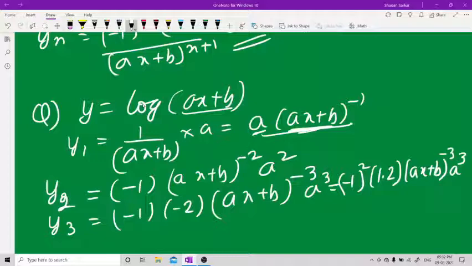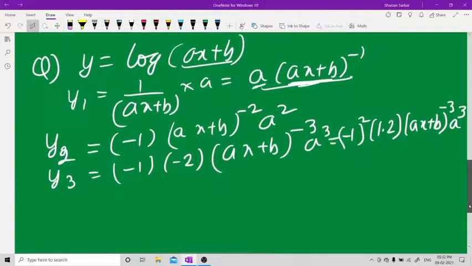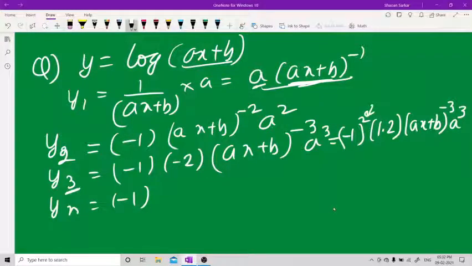Now see what is yn straight away. See how yn comes out. yn is equal to minus 1 to the power of minus 1. This is 3 and this is 2. That means this can be written as 3 minus 1. This 3 and this 3. So n minus 1.